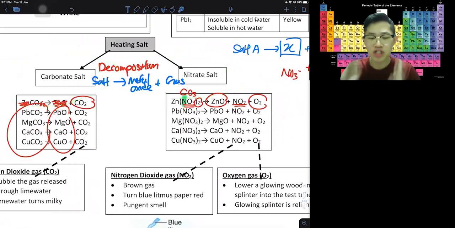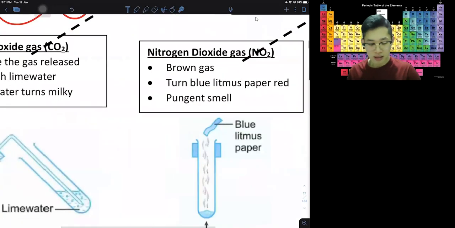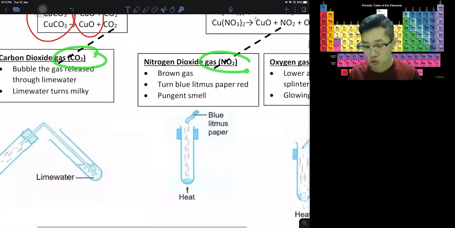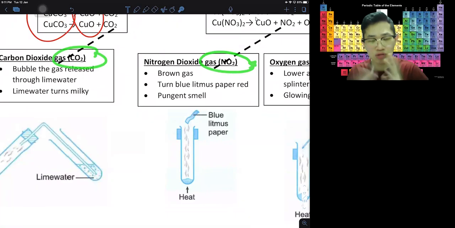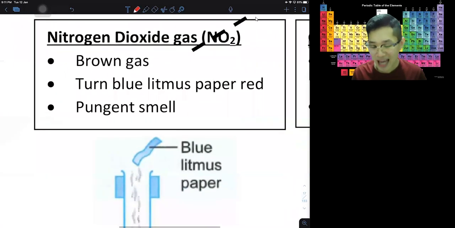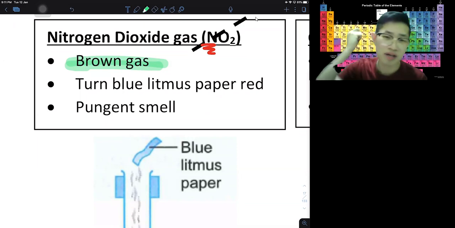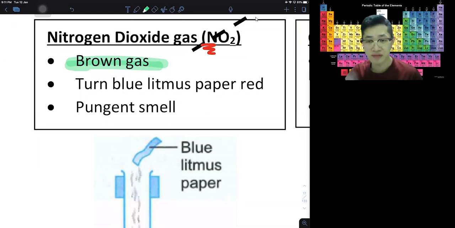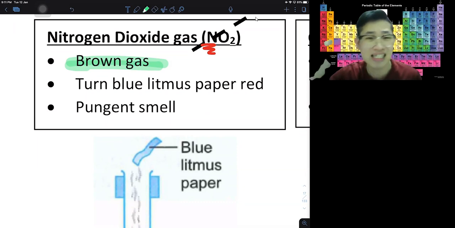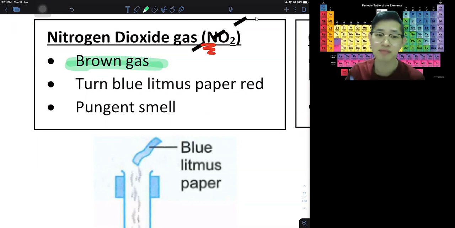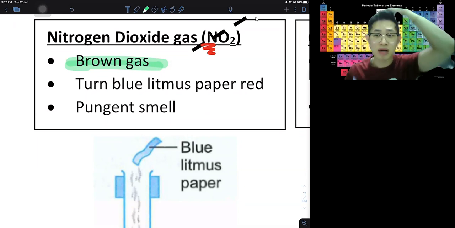So how do they differentiate the gas? CO2 and NO2 are just a letter different, right? So how do they differentiate it? The one with N, NO2, nitrogen dioxide, is a brown gas, which means they will always hint you, okay? They will give you a clue and tell you this gas is brown. When you see the gas is brown, straight away write nitrogen dioxide. If you see brown gas and then you don't know how to answer, I slap you. I really slap you, because this is too easy. Only got one brown gas, okay?